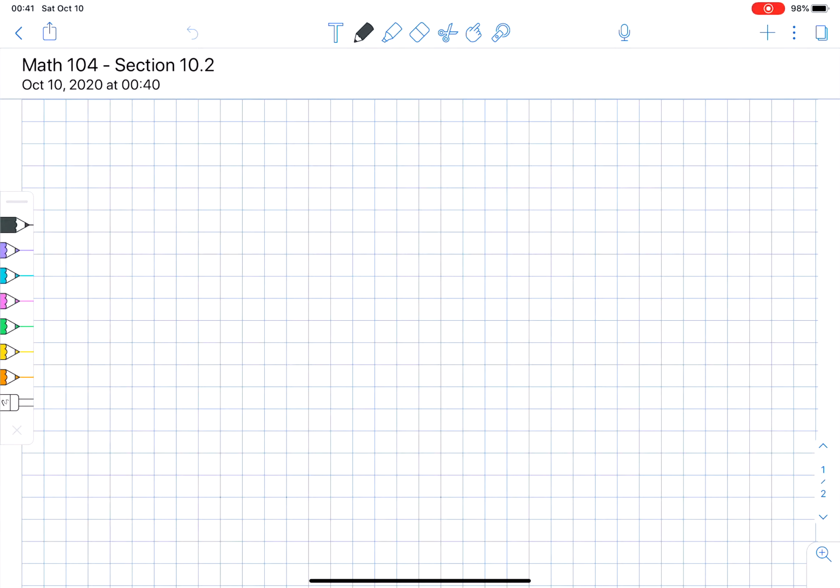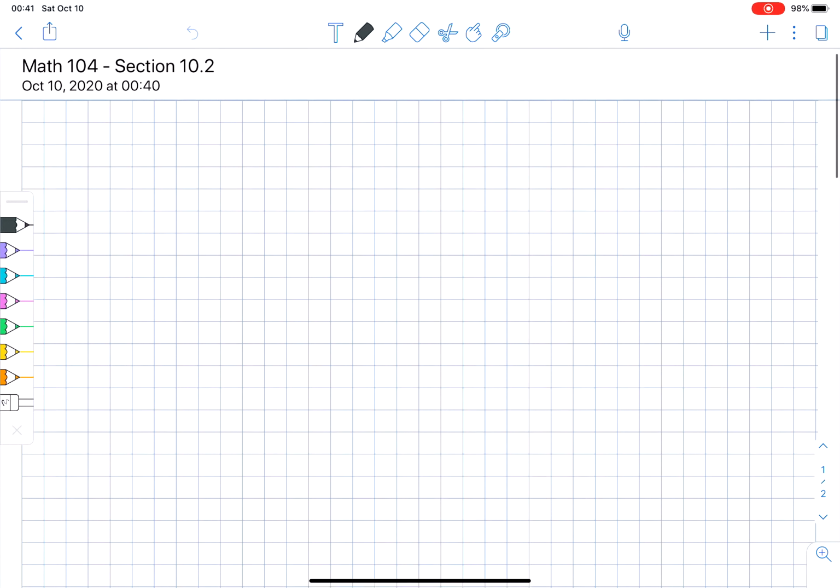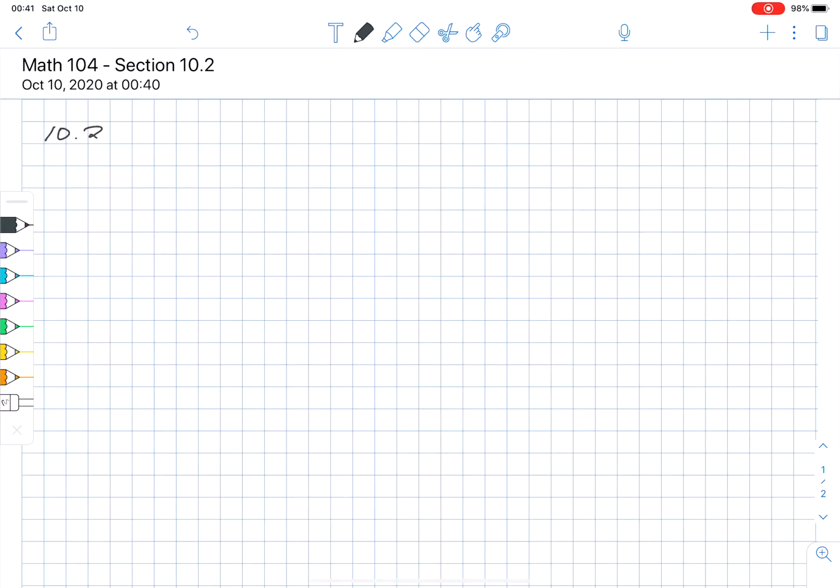Okay, so welcome to section 10.2, which is hyperbolas.